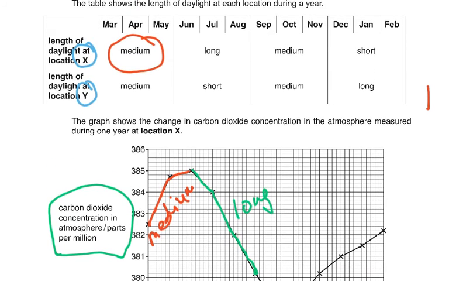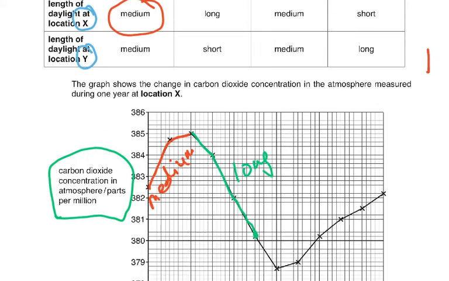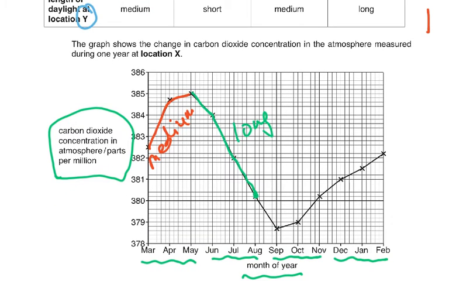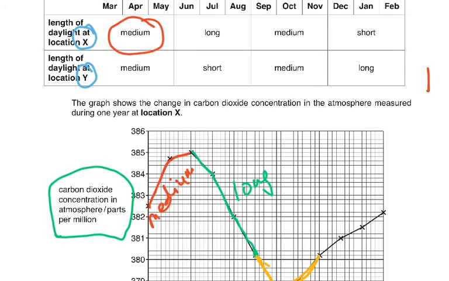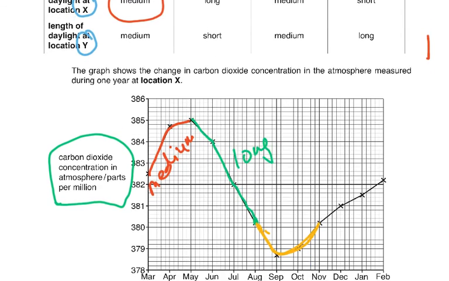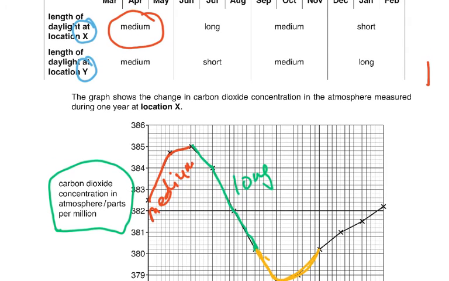And then again, we have medium. So in September, October, November, it's again medium. Let me give it another color. So September, October, and November was again medium. And then December, Jan, Feb was short. So here we have, of course, short days, meaning more carbon dioxide available for photosynthesis. So let me just rewrite this.